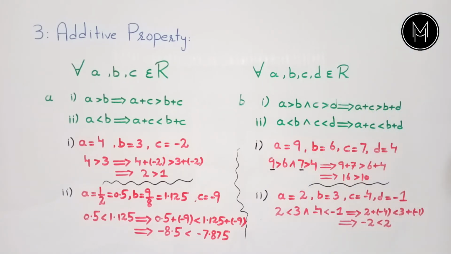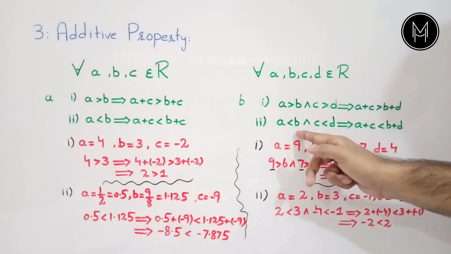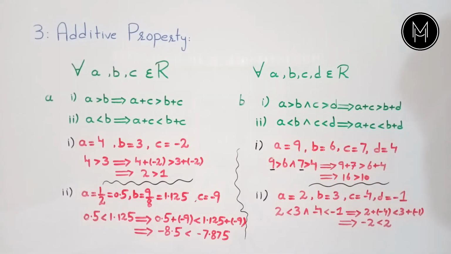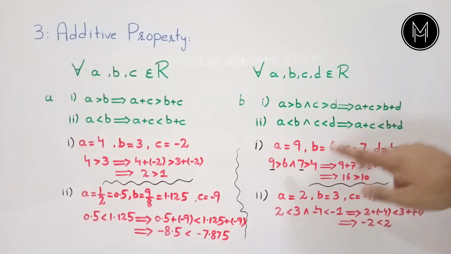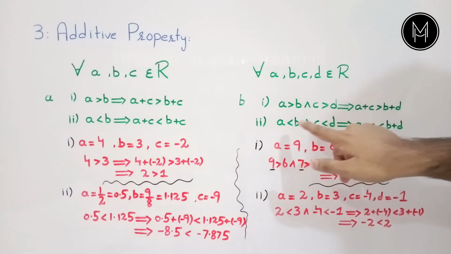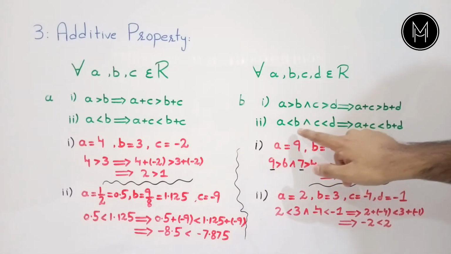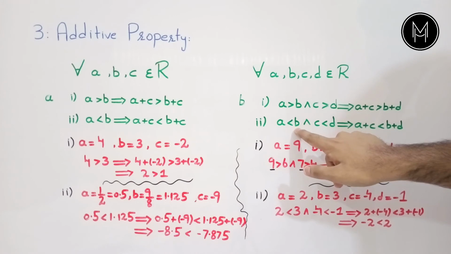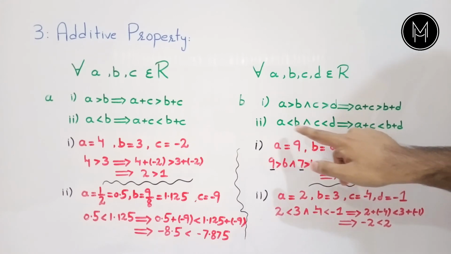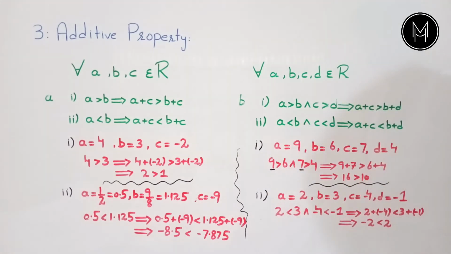And the second condition is if A is less than B and C is less than D, then after the addition of two smaller numbers A and C and addition of two greater numbers B and D, the addition of two smaller numbers would be less than the addition of two greater numbers.